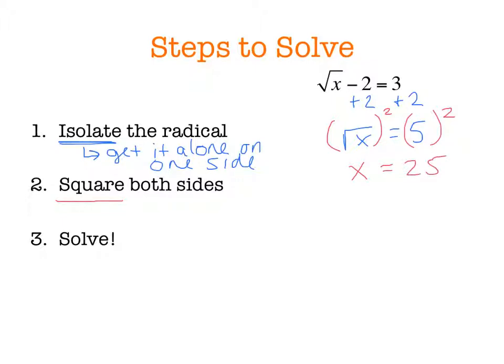Our last step is to solve, but since x is equal to 25 and we have x alone by itself on one side, this equation is already solved for us.